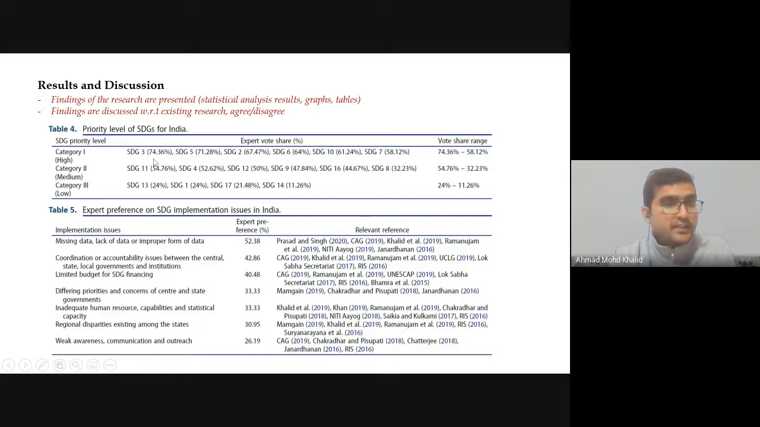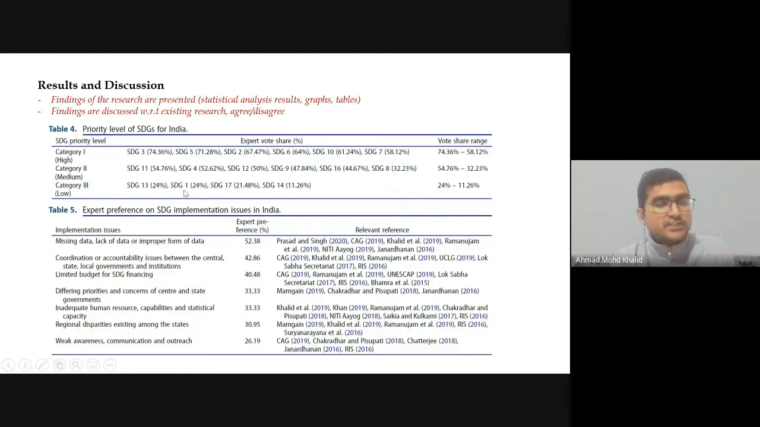For India, health is a big issue, reducing inequality is a big issue, and hunger is a big issue. Recently, if you have watched, the Global Hunger Index was released, and India's performance was very poor on that. India was one of the worst hit countries in the world.